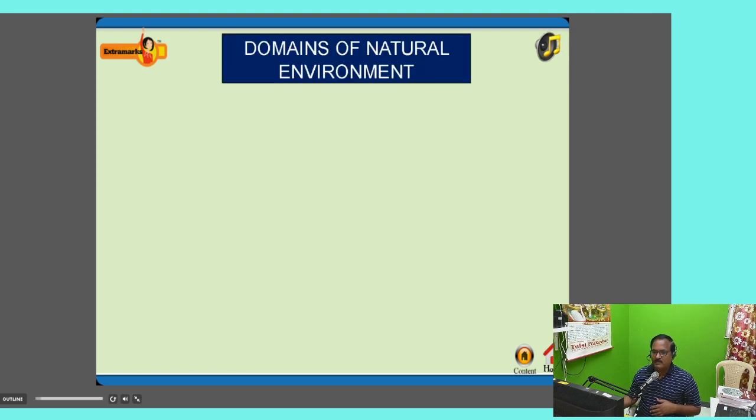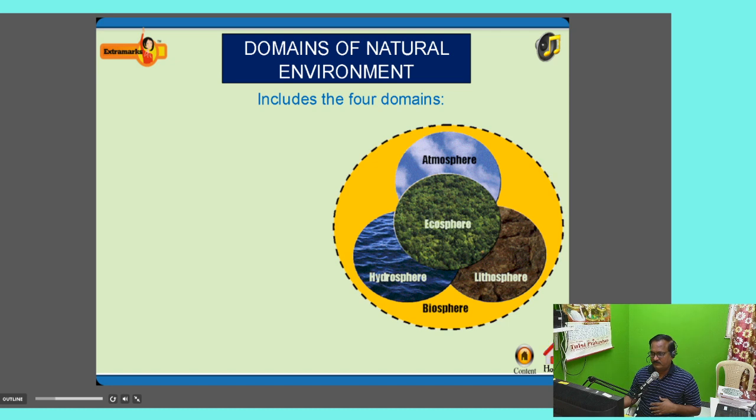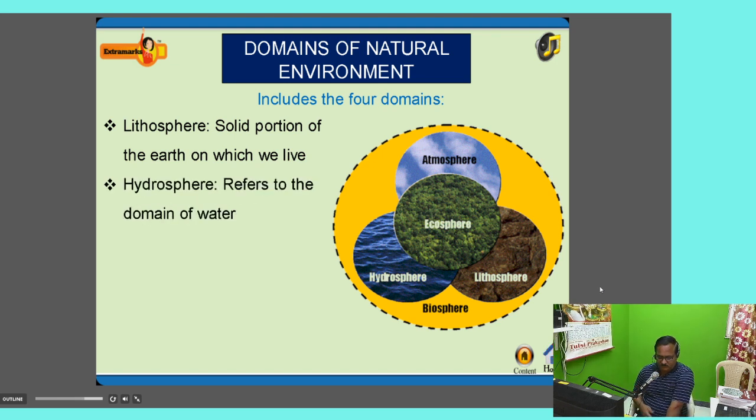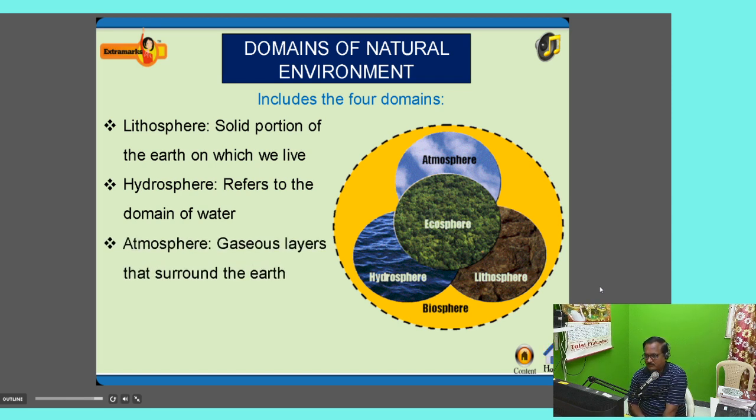Let us now know about the domains of natural environment. Natural environment has four domains: lithosphere, the solid portion of the earth on which we live; hydrosphere, which refers to the domain of water; atmosphere, the gaseous layers that surround the earth; and biosphere, the plant and animal kingdom.